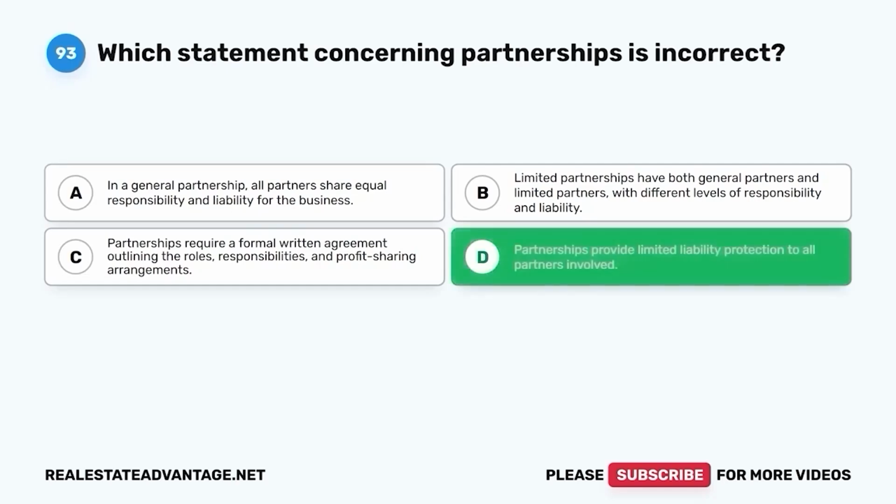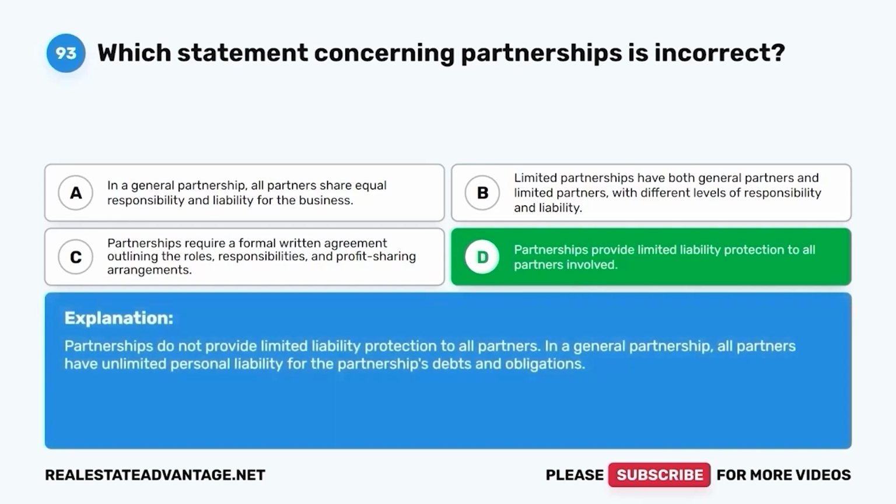The correct answer is D. Partnerships provide limited liability protection to all partners involved. Partnerships do not provide limited liability protection to all partners. In a general partnership, all partners have unlimited personal liability for the partnership's debts and obligations.